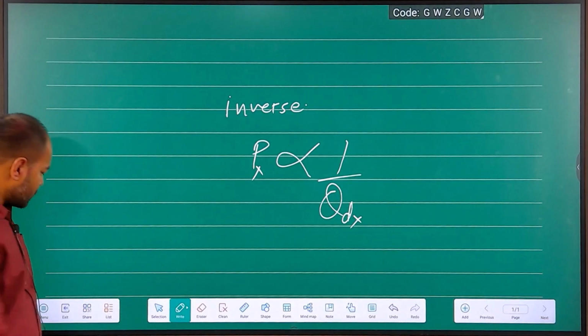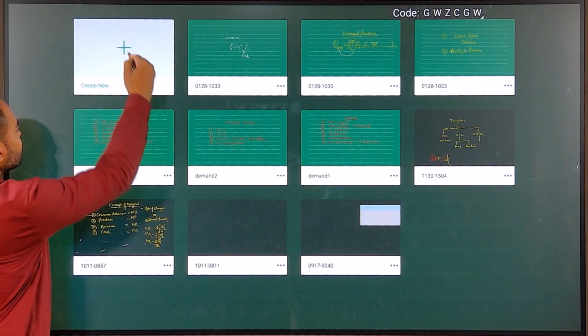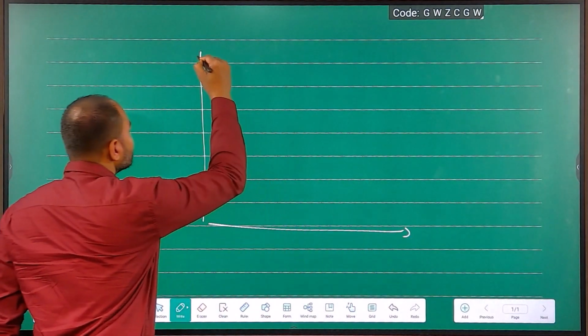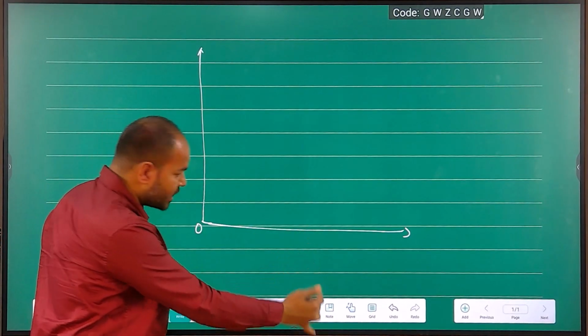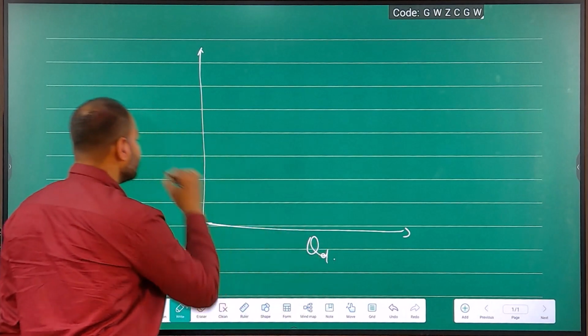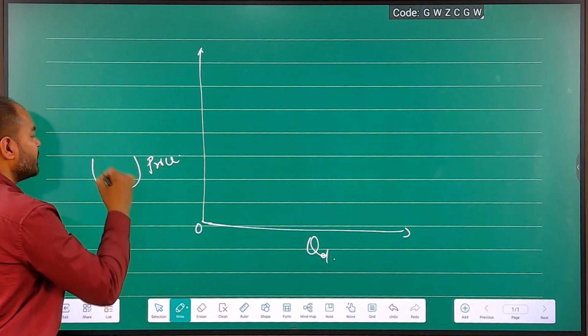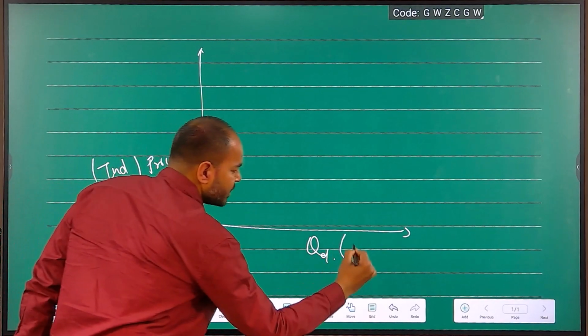Okay. Now the next topic, after the law of demand, is the demand curve. How can a demand curve be made? On the x-axis we are taking quantity demanded, and on the y-axis I am taking price. You must understand that this is the independent variable, and this is the dependent variable.